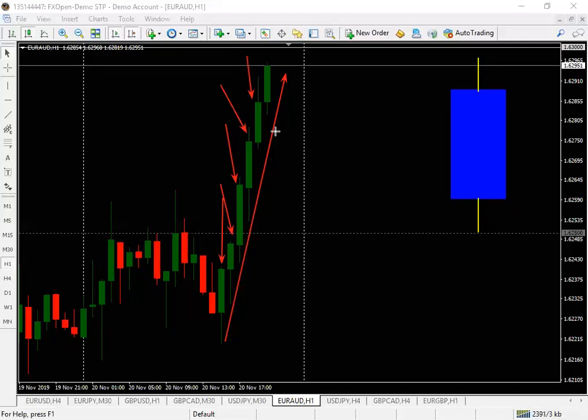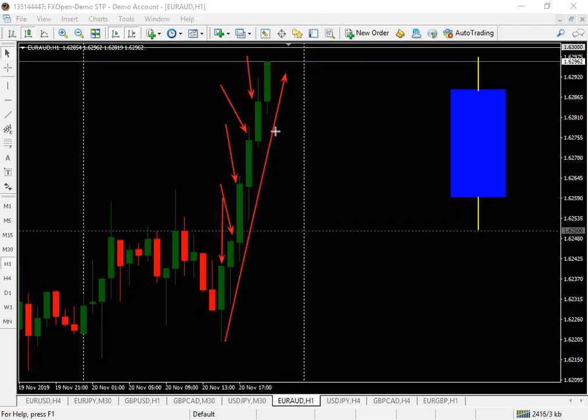Now that can be of very great importance, and therefore we should take note of it and say, okay, we recognize that the euro Australian dollar has been rising for the past 5 hours. What does that mean, or how do we then take advantage of that? That's when candlestick patterns come into play.